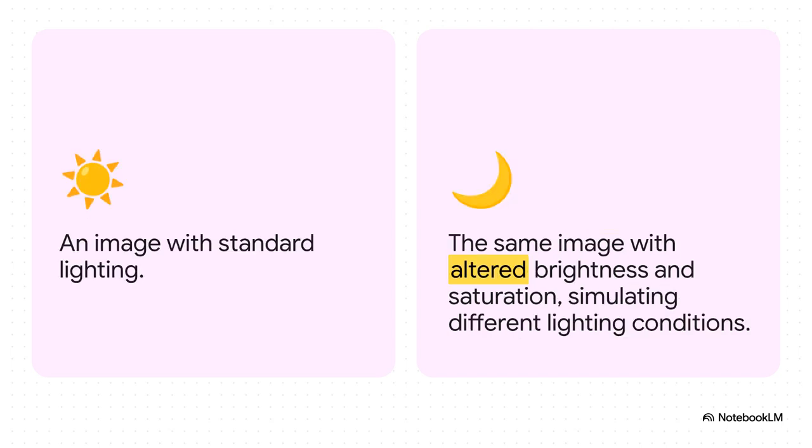Last but not least for images, let's talk about color. Think about taking a picture on a super sunny day versus in a dark, moody room. The colors look totally different, right? Well, that's what we're simulating here with something called color jitter. We just randomly mess with the brightness, the contrast, the saturation. This forces the model to stop paying so much attention to the exact colors and instead focus on what really matters: the shape, the form, the texture of the object.